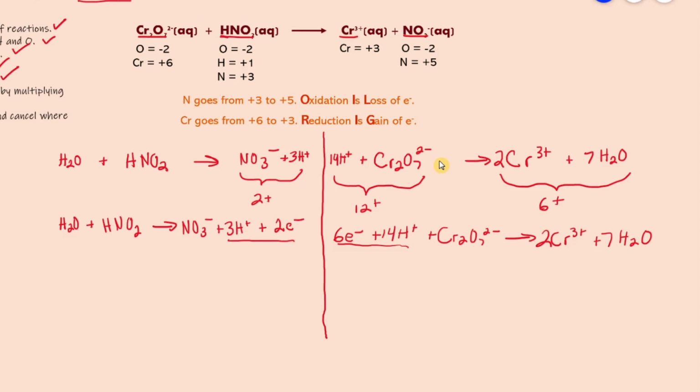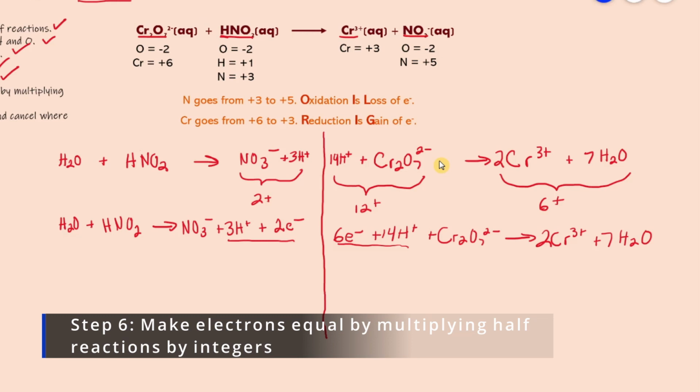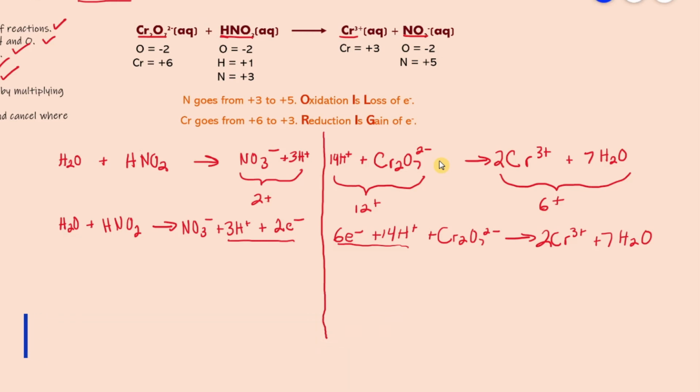Okay, now it says balance my electrons in the half reaction by multiplying by integers. So what does that mean? If you look on this side, I've got 6 electrons. However, in this reaction, I only have 2 electrons. So I need to balance all that out. And the way to do that is by multiplying everything over here by 3. So I'm going to go ahead and do that. And that's my last step before adding everything back together. So I'm going to write these on top of each other. I'm going to multiply everything here by 3.